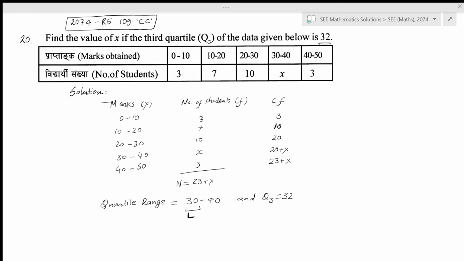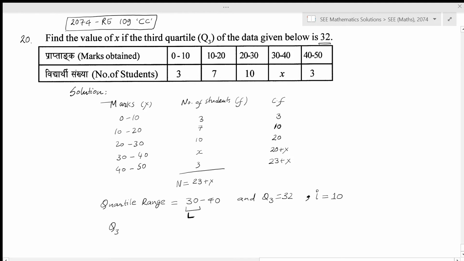So the lower limit of the class here is 30, and we can write the formula for Q3, and we can also find the other values, like the difference between the class intervals, that is called I, which is equal to 10. That means this class interval has a gap of 10: 30 to 40, 40 to 50, right? So the difference is 10.